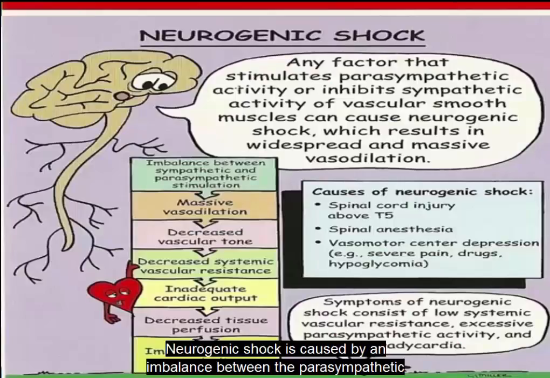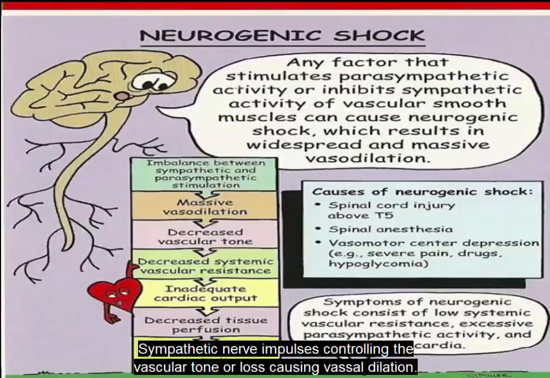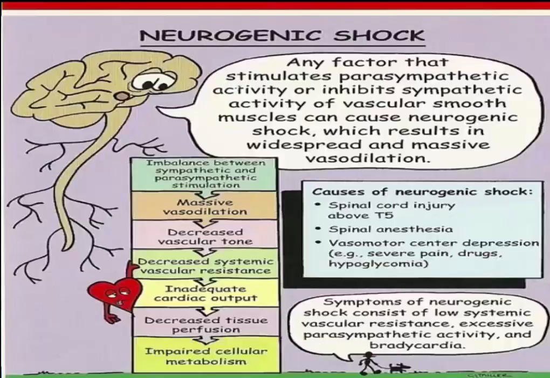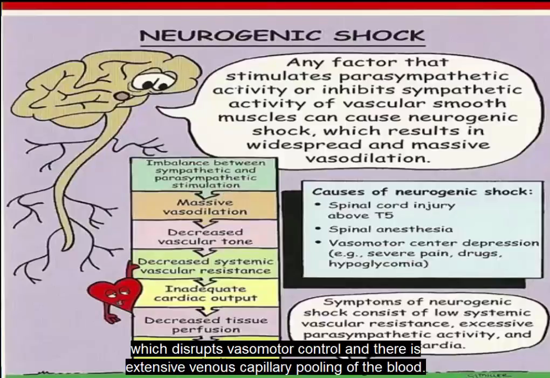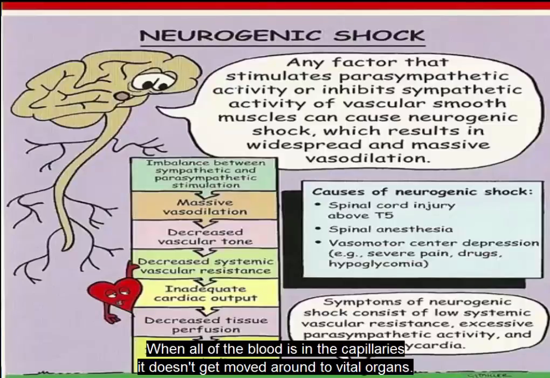Neurogenic shock is caused by an imbalance between the parasympathetic and sympathetic stimulation of the vascular smooth muscles. Sympathetic nerve impulses controlling the vascular tone are lost, causing vasodilation. Neurogenic shock can occur following severe trauma or severe pain. The pathogenesis involves a massive autonomic nervous system discharge which disrupts vasomotor control, and there is extensive venocapillary pooling of the blood. This is bad. When all of the blood is in the capillaries, it doesn't get moved around to vital organs.